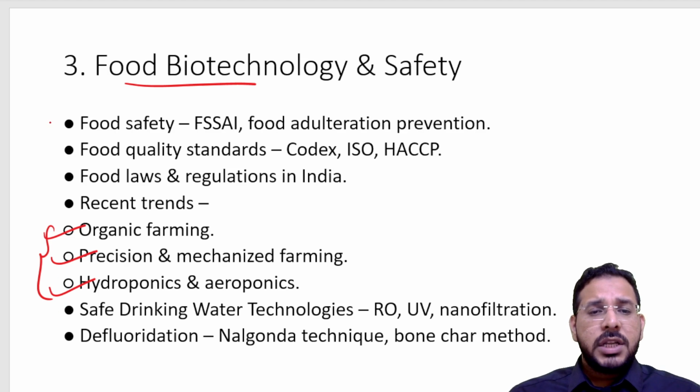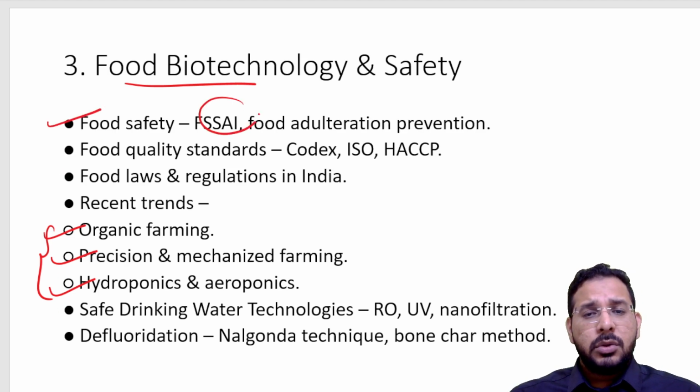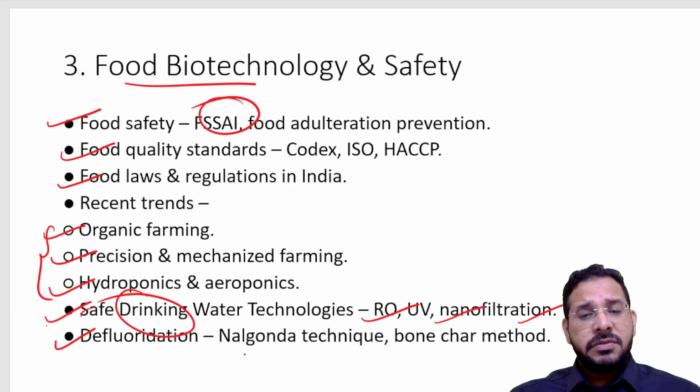So what is food safety, what are the authorities which are looking after food safety, like FSSAI. We have food quality standards, then different laws and regulations in India regarding food safety, and also the safety of drinking water. What are the different technologies used for purifying water, and what are its positives and negatives. We also have a major fluorine issue in Telangana and a few regions in India. So we have a specific technique called the Nalgonda defluoridation technique, which we'll study in defluoridation.